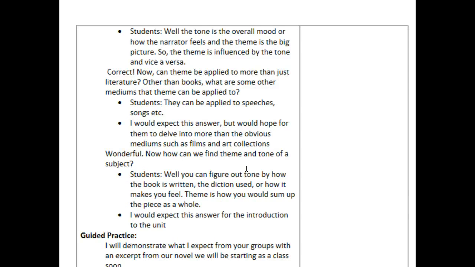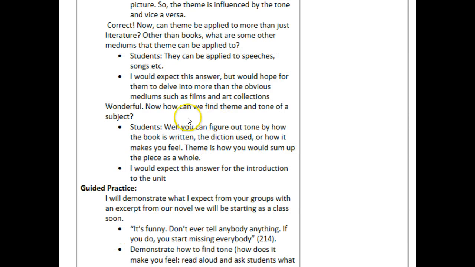All right. So, and this is a really critical question. You say, now, how can we find theme and tone of a subject? This is a missed opportunity on your part, okay? Students say to you, we can figure out about tone by how the book is written. That's way too vague, okay? The diction used or how it makes you feel, all right?